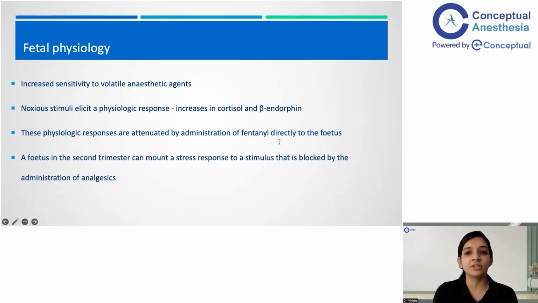Now, noxious stimuli elicit a physiological response in the human fetus, and this has been evidenced by an increase in cortisol and beta endorphins. These responses are usually attenuated by administration of fentanyl directly to the fetus. Even though the pharmacokinetics and pharmacodynamics of fentanyl have not completely been studied, this response has been shown to be attenuated. Now, in the second trimester, a fetus can mount a stress response to a stimulus, which is blocked by the administration of analgesics. But how this stress response correlates with pain is unclear, because this stress response is also seen in adults under deep anesthesia.